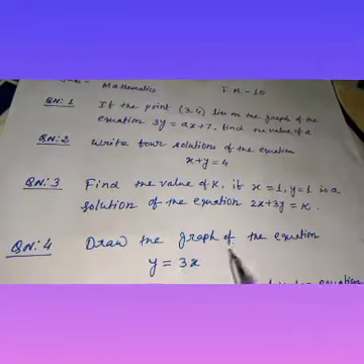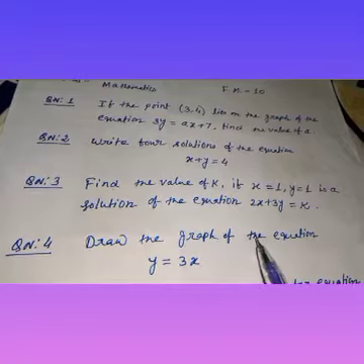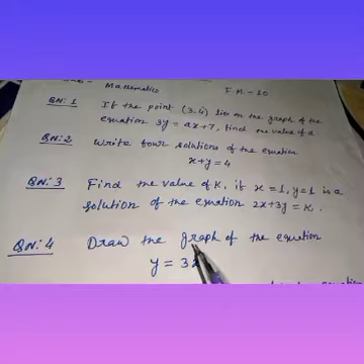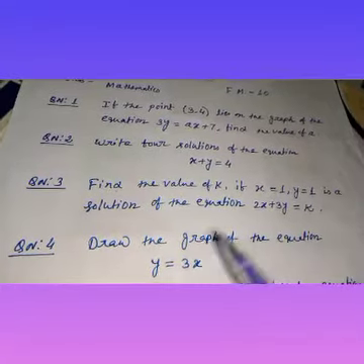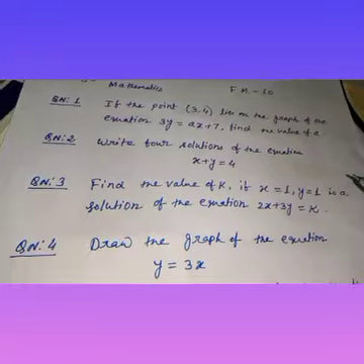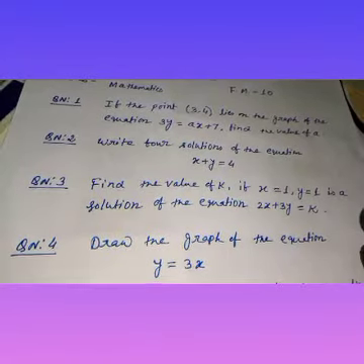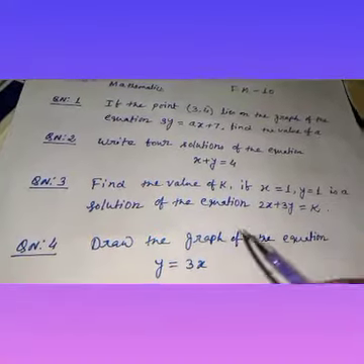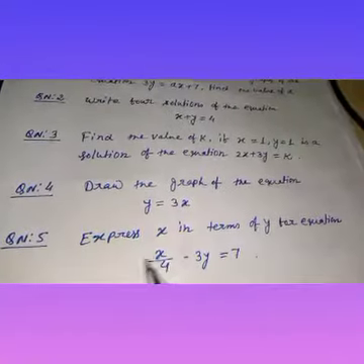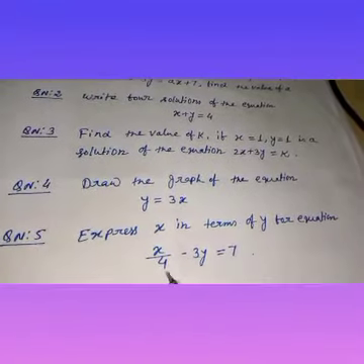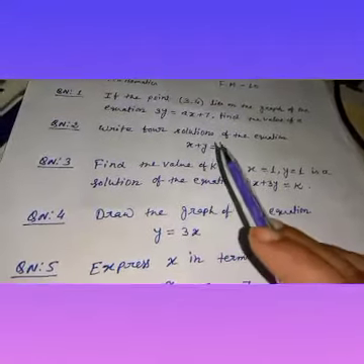Question number 4: draw the graph of the equation. Okay, you need to use graph paper. Otherwise you can make a graph, meaning you can draw some lines, x-axis, y-axis, by using a pencil and scale, or if you have graph paper, then you can do it on the graph. Understood? Question number 5: express x in terms of y for the equation x/4 - 3y = 7.